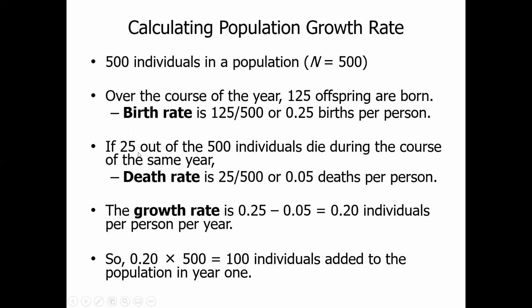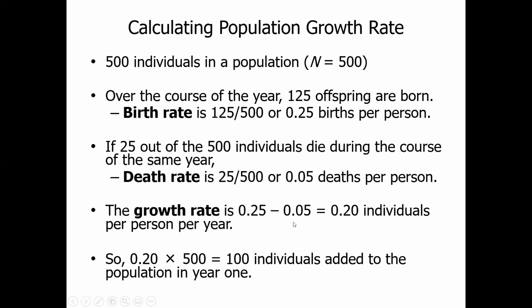So if we have 25 individuals that die out of the 500 individuals during the course of the same year, the death rate is 25 divided by 500, our initial amount, or 0.05 deaths per person. So we have to find our growth rate now. Our growth rate is our birth rate minus our death rate. So our birth rate was 0.25 and our death rate was 0.05.